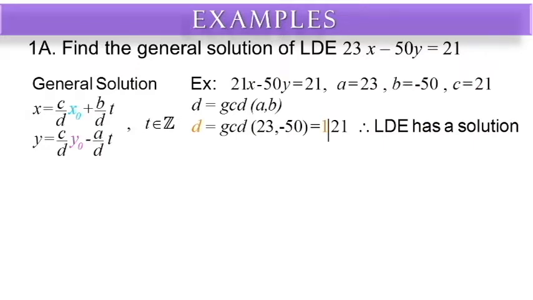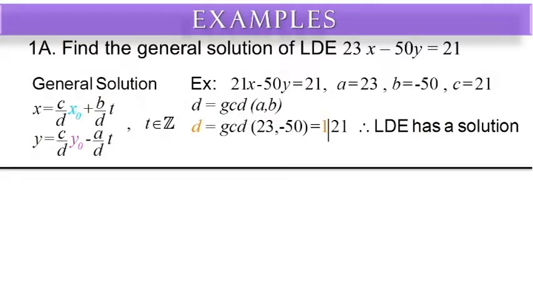So we have here 23x minus 50y is equal to 21, such that a is equal to 23, b is equal to negative 50, and c is equal to 21. Existence of solution first, so we won't be confused. So we have d is equal to the GCD of 23 and negative 50, which is 1. And 1 divides 21. Therefore, the LDE has a solution.